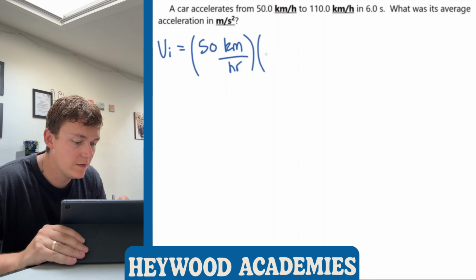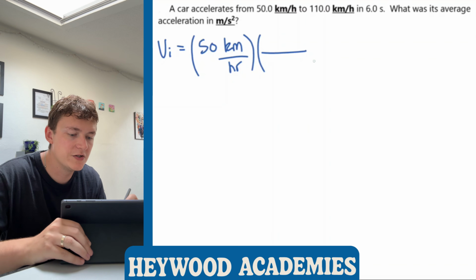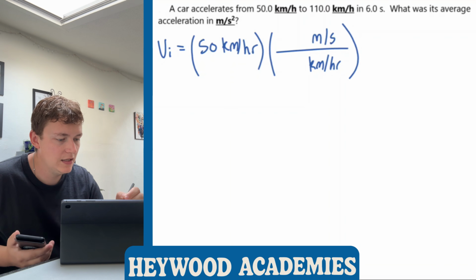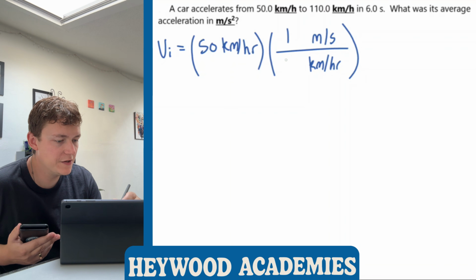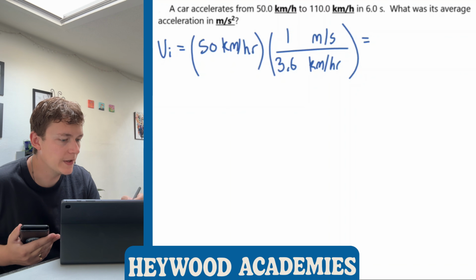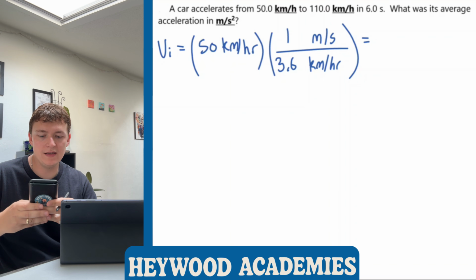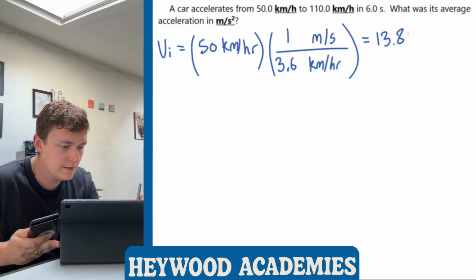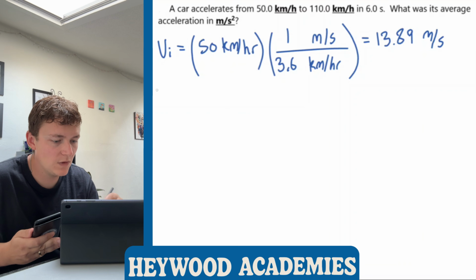We did a whole bunch of unit conversions earlier in this video. I'm going to show you another way that we can do this, which is a little bit of a shortcut. We want to get rid of kilometers per hour and we want meters per second. And 1 meter per second is 3.6 kilometers per hour. So again, you don't have to use this shortcut, but it does make it a little bit faster. When you do these, 13.89, let's say, meters per second.